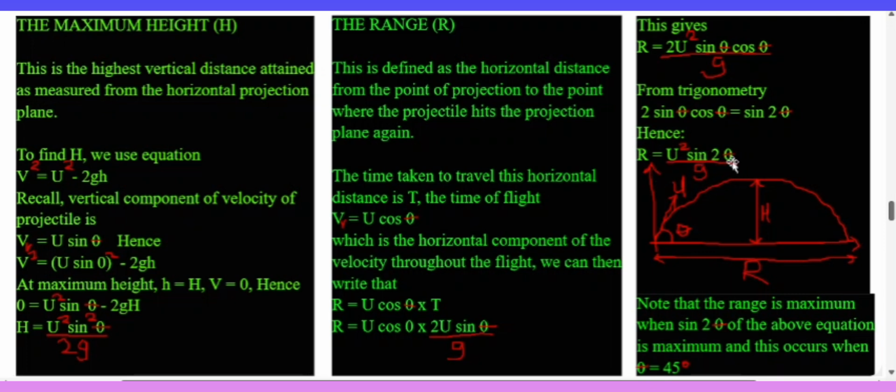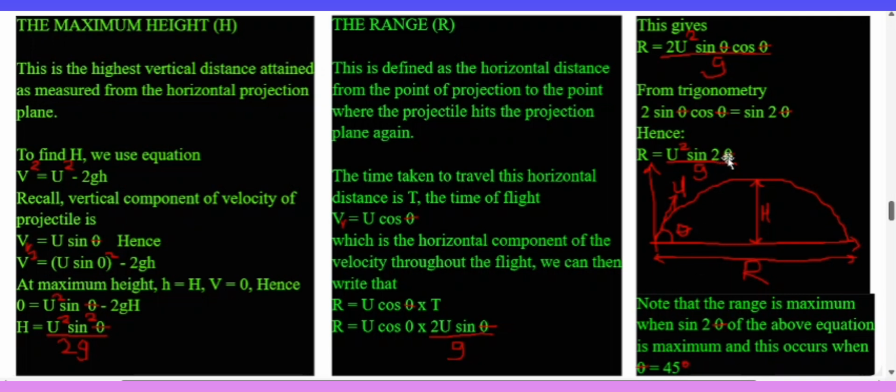So whenever we want to calculate our range, we will use this equation: R is equals to u squared sine 2 theta, all divided by g. Note that the range is maximum when sine 2 theta of the above equation is maximum, and this will only occur when theta is equals to 45 degrees.